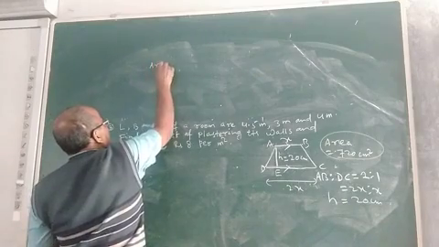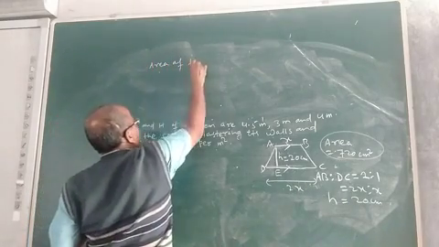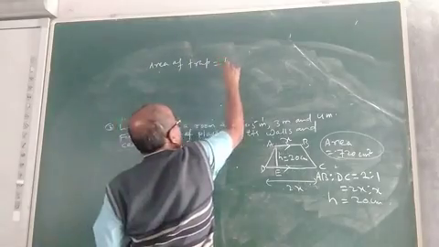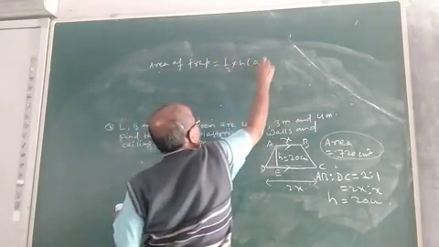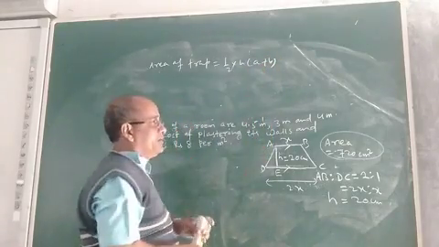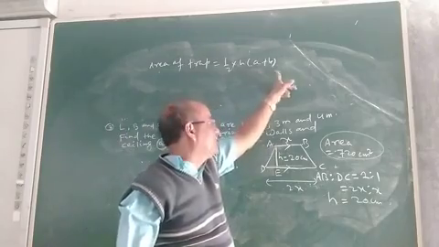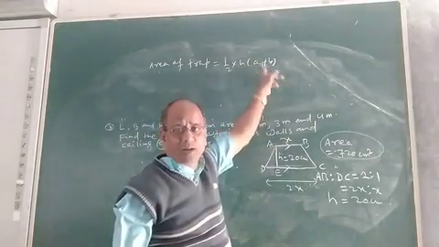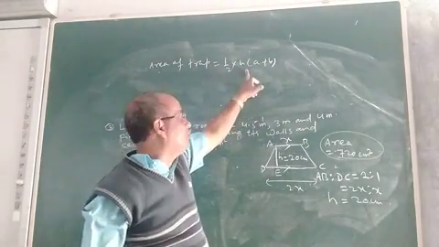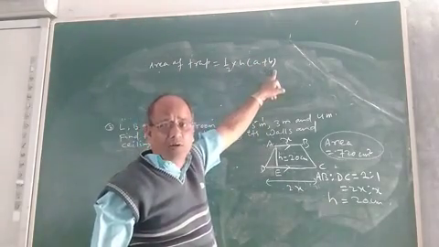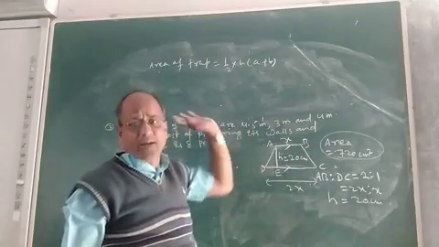The formula is: area of trapezium equals half into h into (a plus b). That means half into height or altitude into the sum of the parallel sides. If you denote the two parallel sides by the symbols small a and small b, this is the formula to find the area of a trapezium.